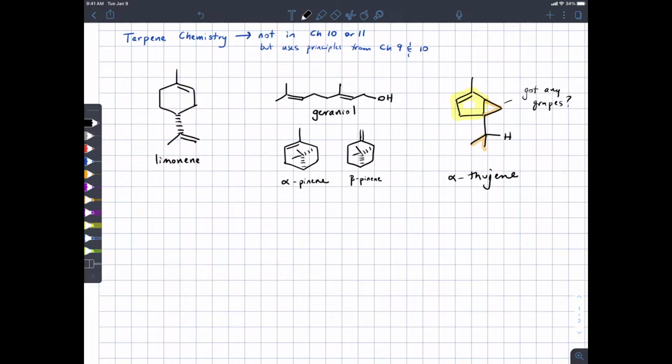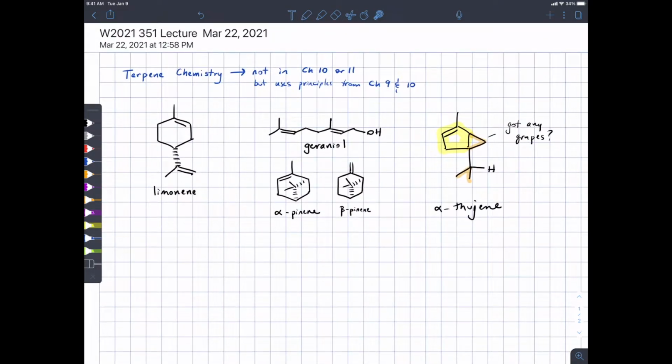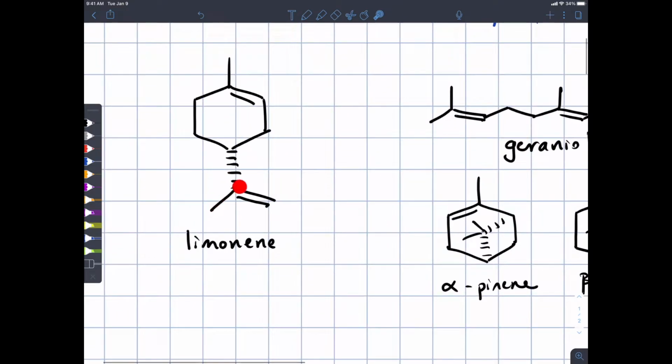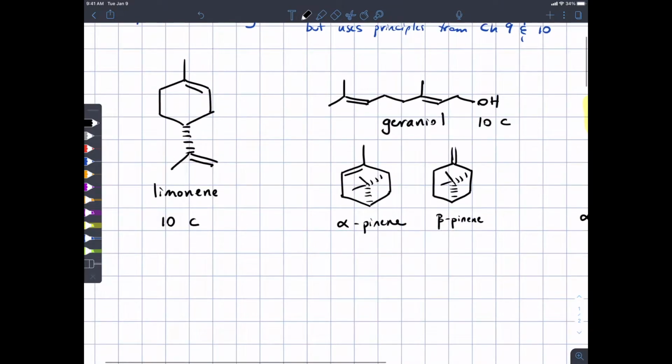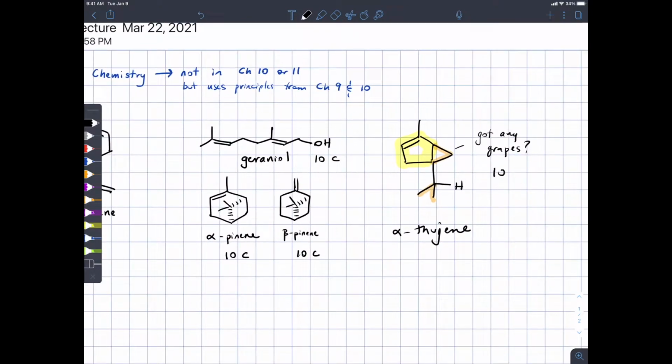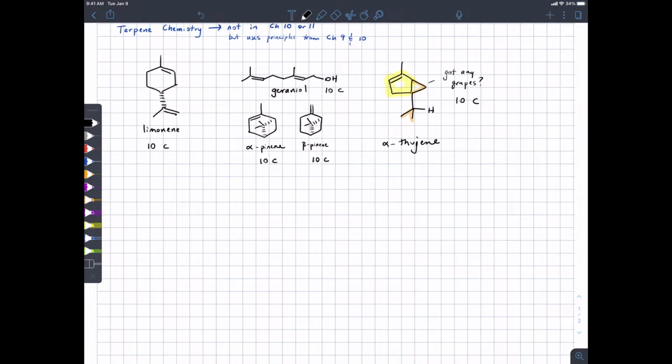Yep, totally. So let's talk about what defines a terpene. Let's count carbons in these products. So 1, 2, 3, 4, 5, 6, 7, 8, 9, 10. Geraniol also has 10 carbons. If you counted for alpha pinene or beta pinene, there's 10 carbons. And also in alpha thujene, there are 10 carbons. I told you cholesterol was a terpene too. It has 30 carbons.